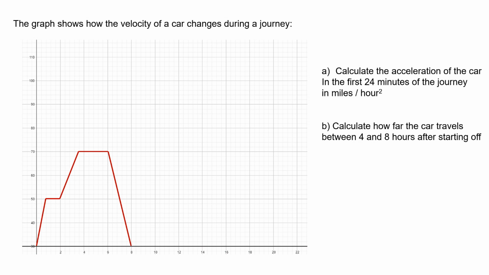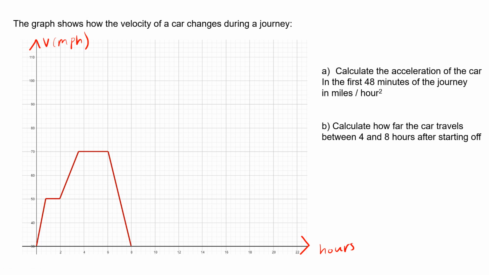Here's an example. The graph below shows how the velocity on the y-axis changes as time passes. So the graph shows how the velocity in miles per hour of a car changes with time in hours. The first question asks us to calculate the acceleration of the car in the first 48 minutes of the journey.